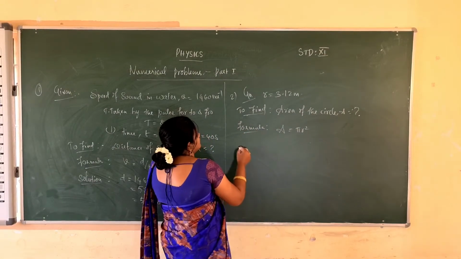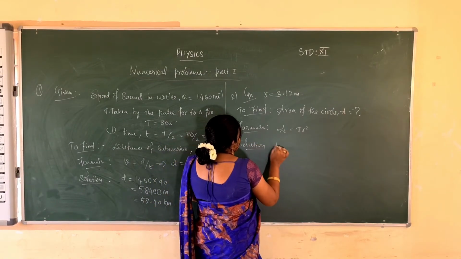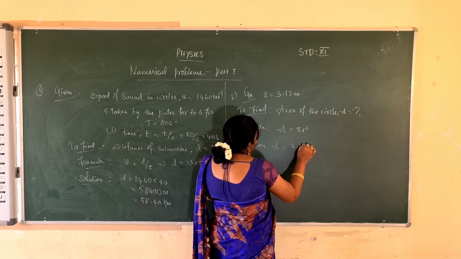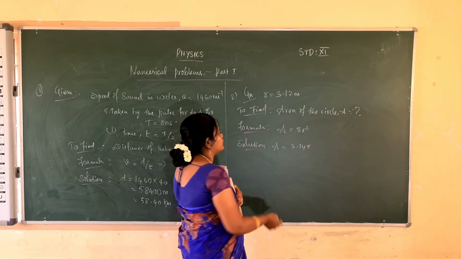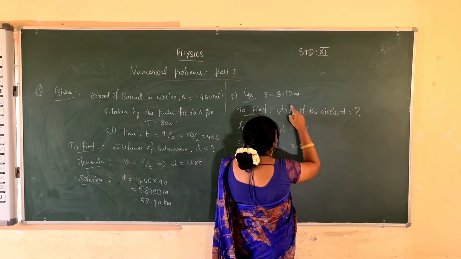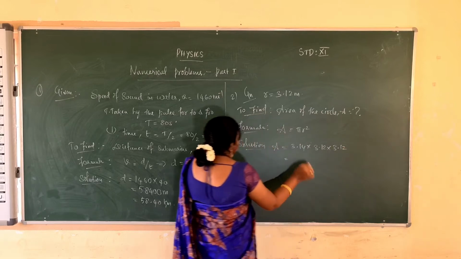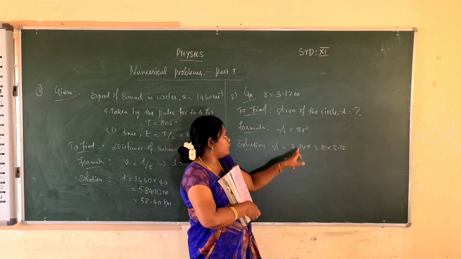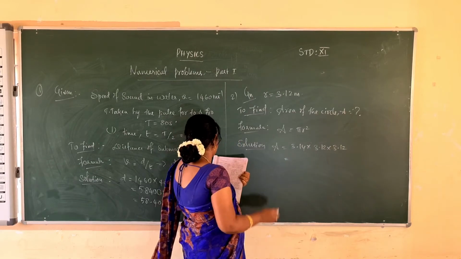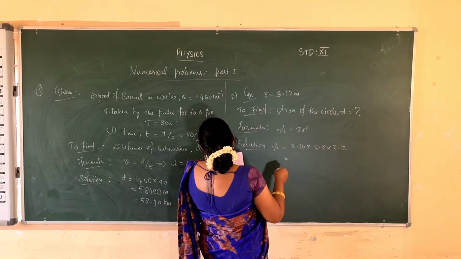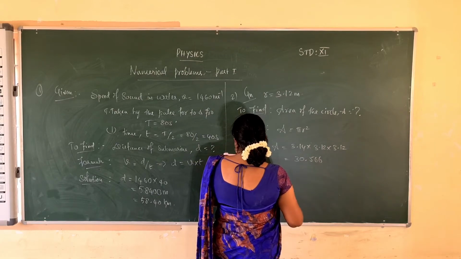Then solution. A is equal to, substitute the pi value, that is 3.14. Already you know pi is 22/7 or 3.14. So 3.14 and r value is 3.12 into 3.12. Multiplying all the values we will get 30.566, that is meter square.